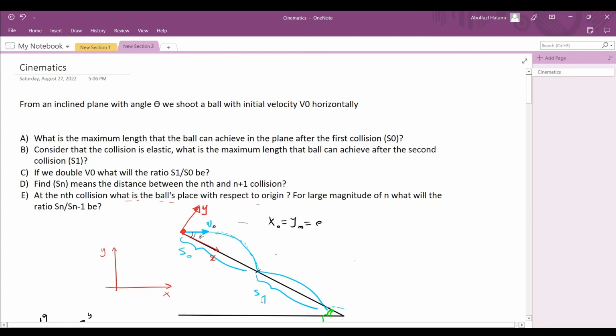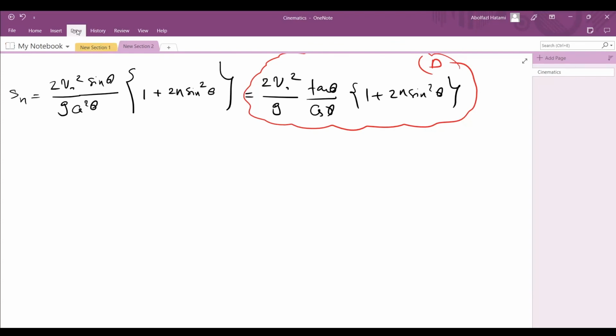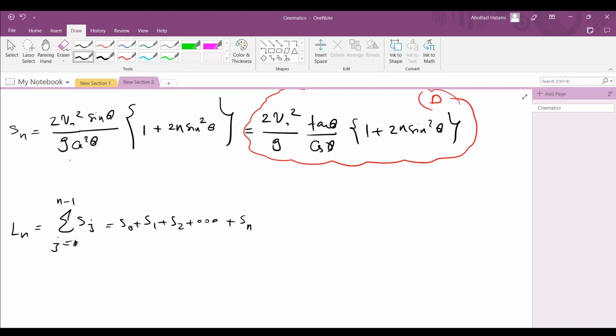Actually, it is just S0 plus S1, from this distance here. So the second was S0 plus S1. The third is S0 plus S1 plus S2. The fourth one is S0 plus S1 plus S2 plus S3. And so the nth one is, what I call L, for example, L of n after O. L of n is going to be the sum of Sj from j equals 0 to n minus 1. It means S0 plus S1 plus S2 plus up to S(n minus 1).